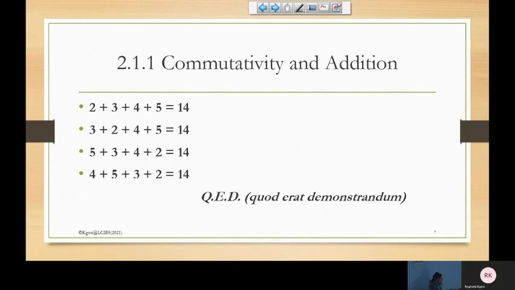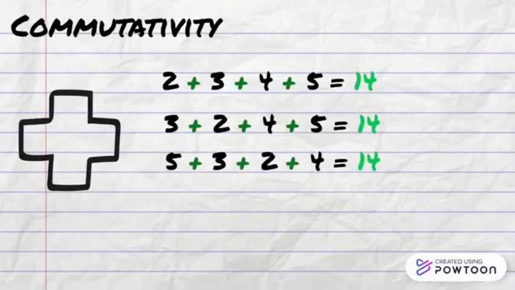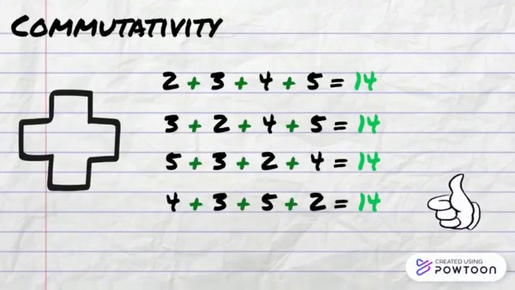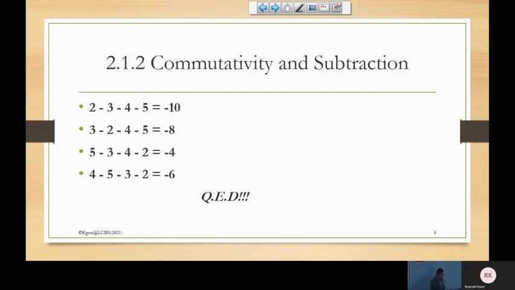You get 14. You take the same four numbers, 2 and 3 and 4 and 5, but you swap them around. You change the order. Regardless of how you swap them around, we see that the answer is always going to be 14. Quod erat demonstrandum. In other words, hence proved. This is the proof that you wanted. So it's proved. It's been demonstrated. QED, that's what we simply say.